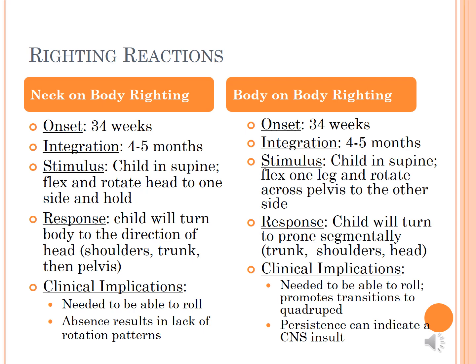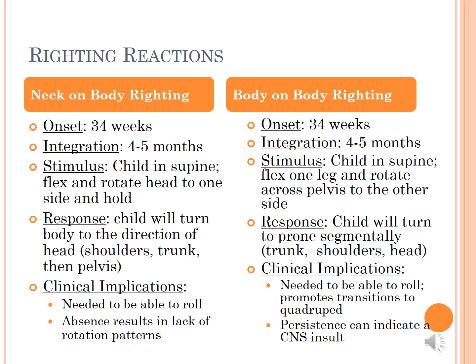Body on body is if you're rolling a child towards the right side, if you take their left leg, if you hold on to their upper thigh and pull it across towards the right side, the rest of their body should roll again also. So both of them are rolling, just neck on body is rolling from the head, body on body is rolling from the lower trunk.